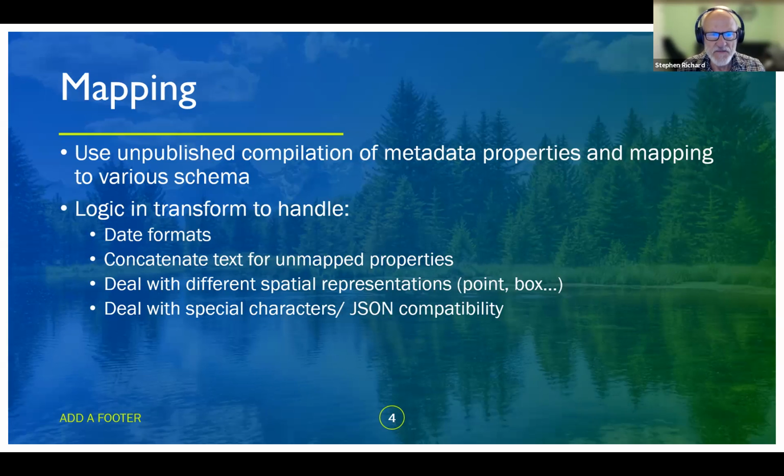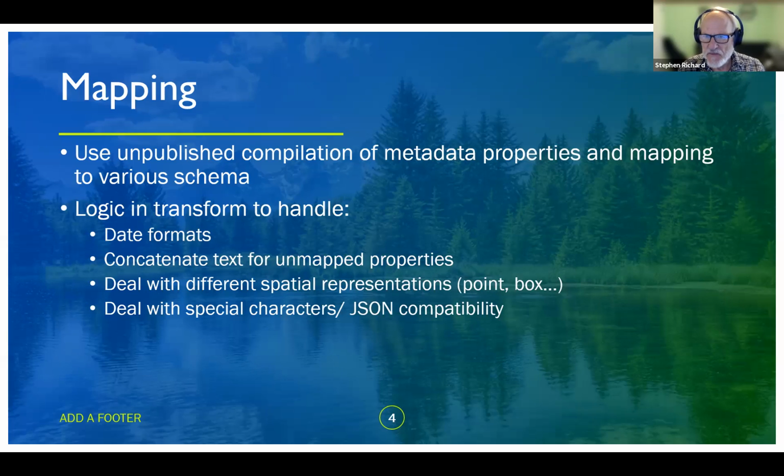there's a lot of little gotchas that you have to deal with, things like date formats that you have to make consistent if you want to have an interoperable catalog. In a lot of cases, there were properties in the source metadata that weren't really accommodated very well in the target metadata schema, in the schema.org. So in some cases, we chose to just take the text from these unmapped properties and concatenate them as part of the description or as part of a text field.